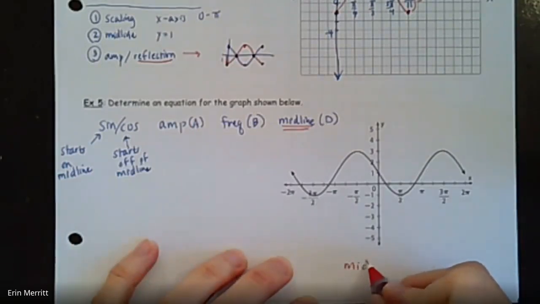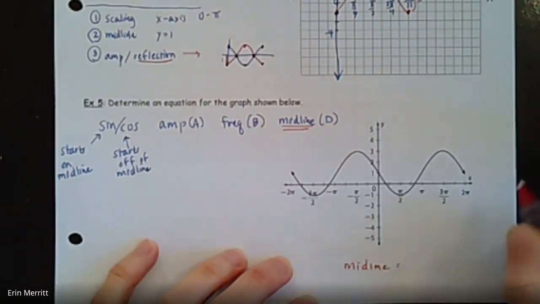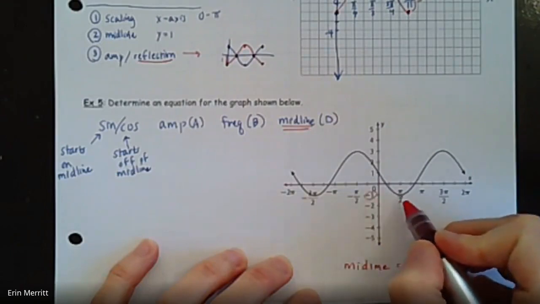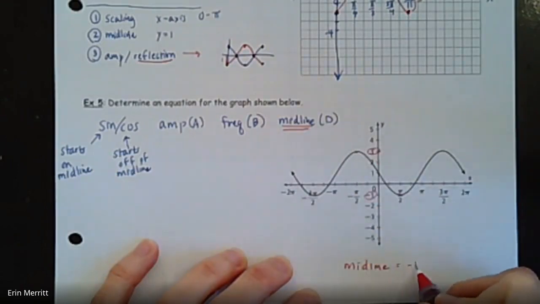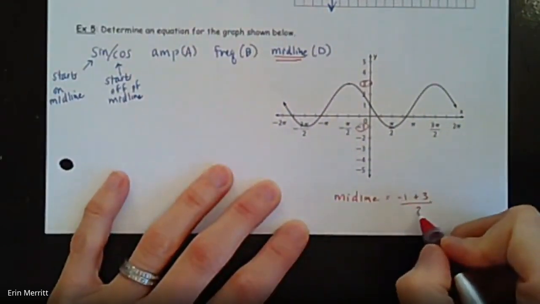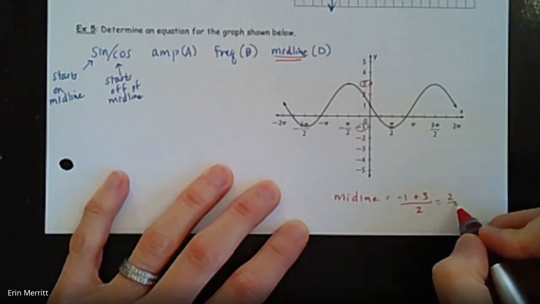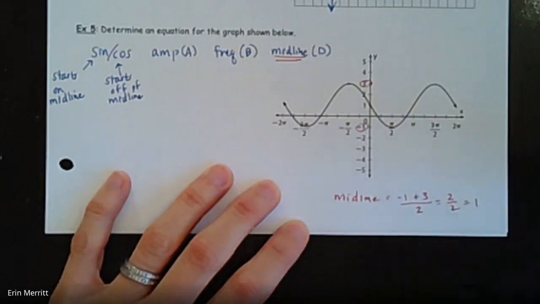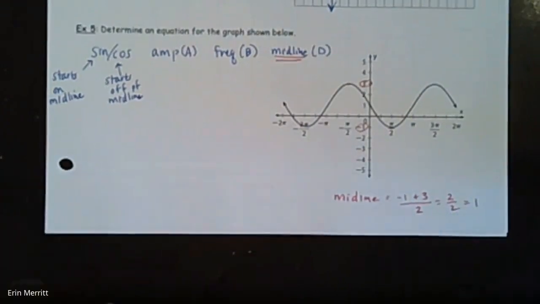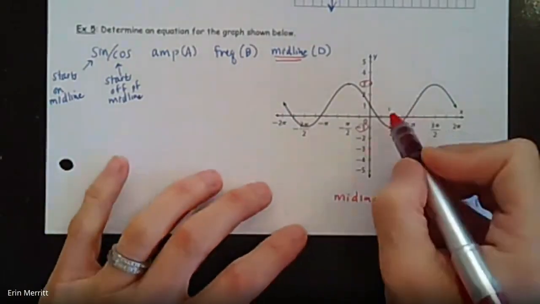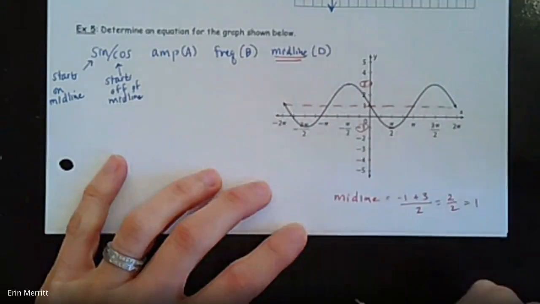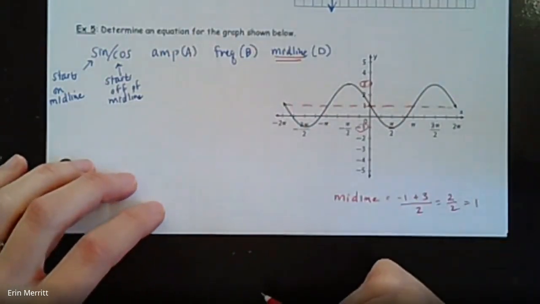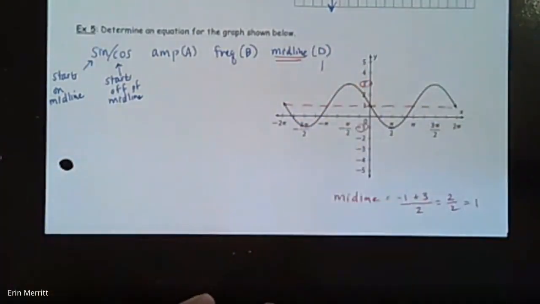So to find our midline over here, the lowest value this seems to be touching, -1, highest value, 3. So if I do -1 plus 3 and divided by 2, my midline is right there at 1. And you might have said, I could tell it starts at 1. That's fine. Not everybody can always see it, so calculate it if need be. All right, there's my midline. So that value right there is 1.